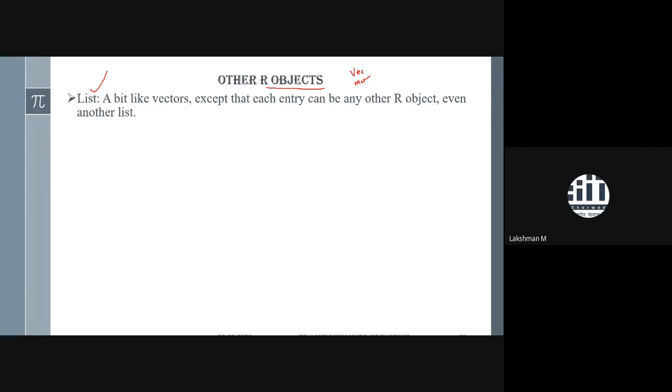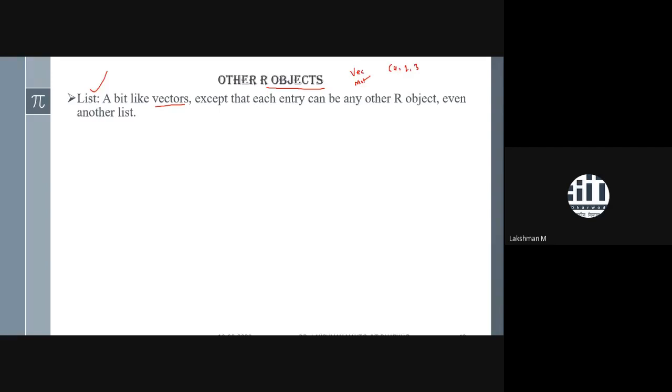It is similar to a vector, but it can have entries in the list. An entry can be anything. It may be a scalar, it may be a vector, it may be any R object. Even it may be a list itself. In a vector, what is the entry? The entry is always a number, like 1, 2, 3. In matrices, it is also a number. But in a list, the entry may be anything.